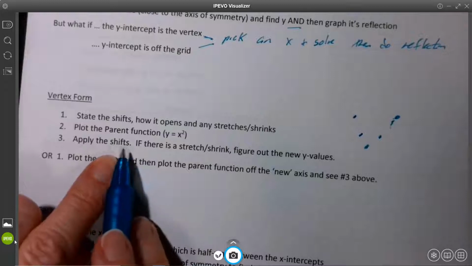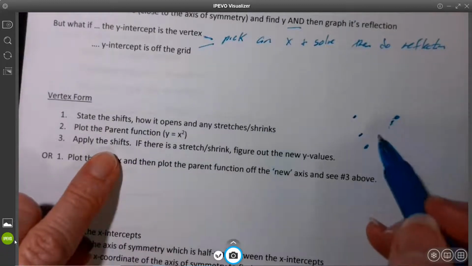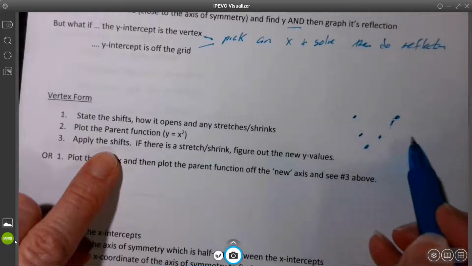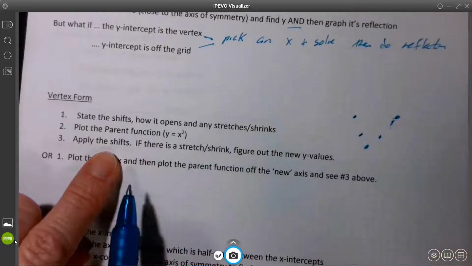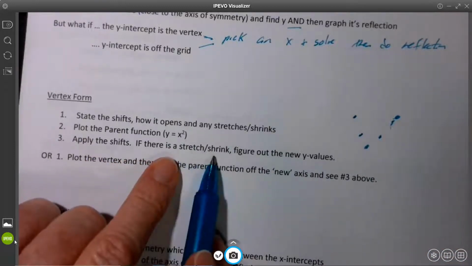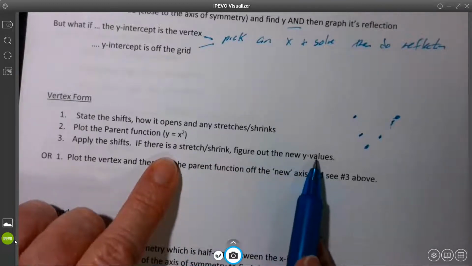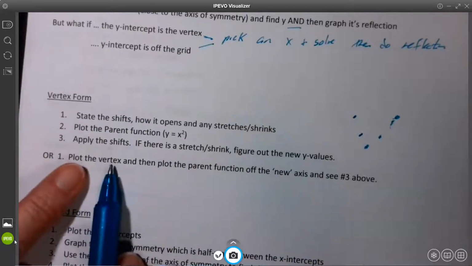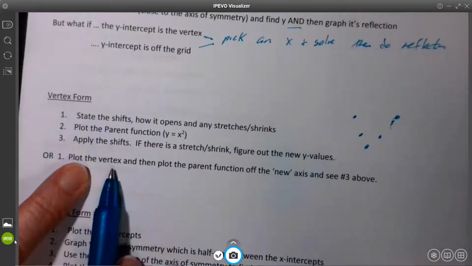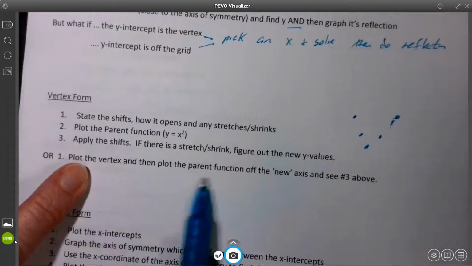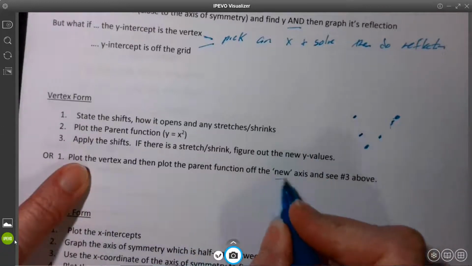Then we're going to apply the shifts. If there's any shifts like right 3, we're going to move all of these right 3 and down 1, or whatever. If there's a stretch or a shrink, we're going to figure out what the new y values are. I'm going to spend some time on that today. Now, the other option is you just plot the vertex. It's vertex form. You can just plot the vertex and then plot the parent function off the new axis.